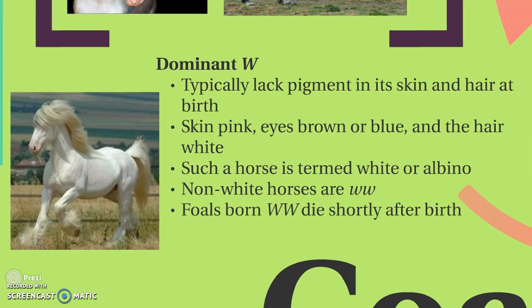Dominant W. These horses typically lack pigment in their skin and hair at birth. Skin pink, eyes brown or blue, and the hair white. Such a horse is termed white or albino. Non-white horses are little w, little w. Foals born big W, big W die shortly after birth. More on that later.